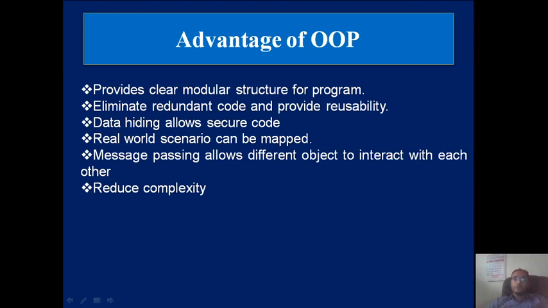It also reduces complexity because it provides abstraction. If you are using the functionality of one class by inheriting it, you need not worry about how that class is actually doing its task. You only need to know what it is doing. So by means of abstraction, it reduces the complexity. These are the advantages of an object-oriented programming language.